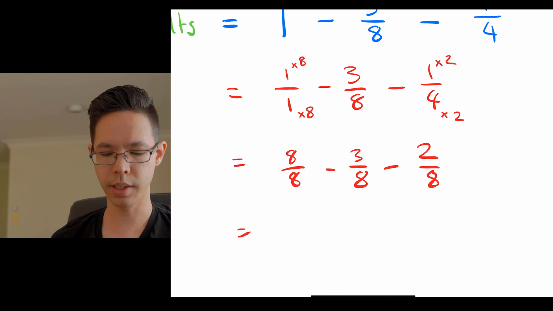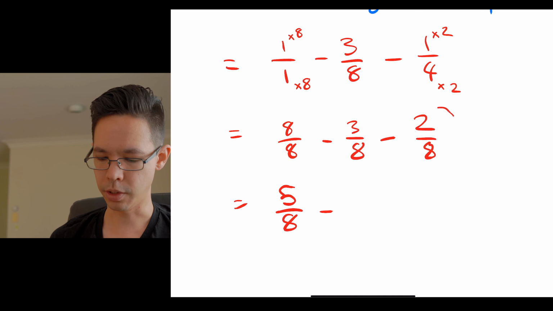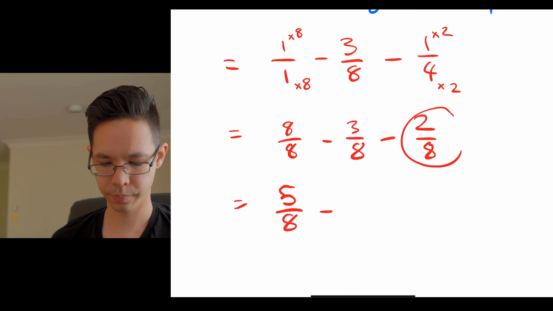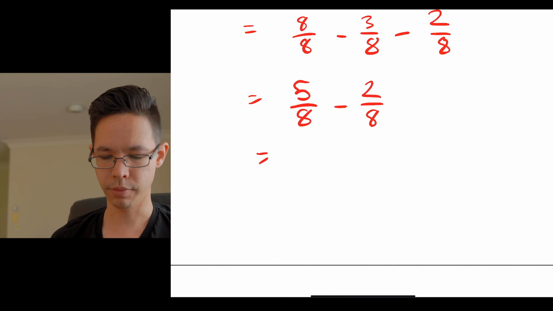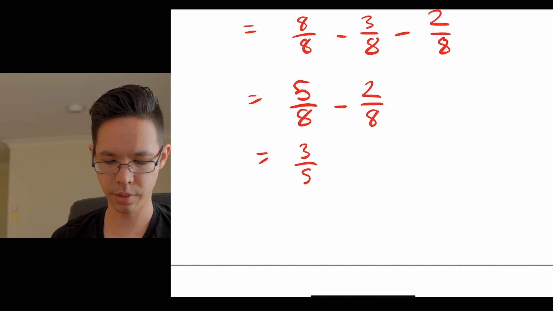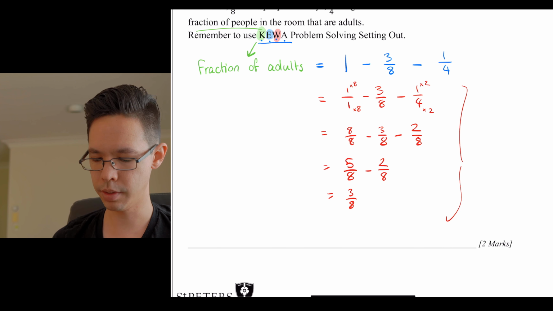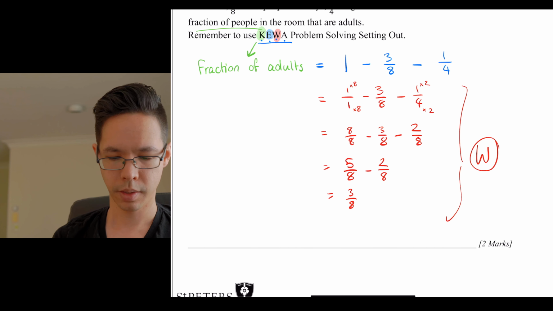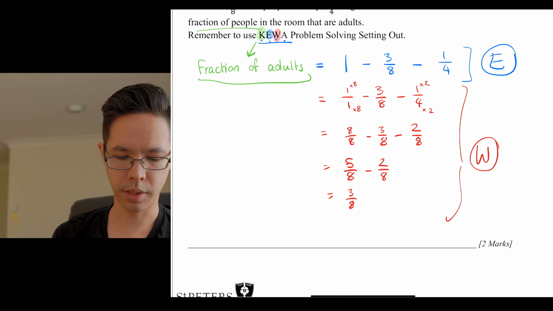8 take 3 is 5. And then copy this down to here. And 5 take 2 is 3/8. So I've done my working. So this is the W step. And this bit here is the E step. And this bit here is the K step.